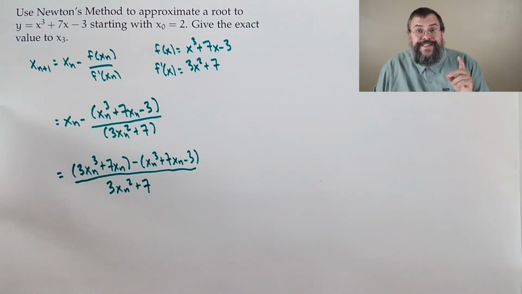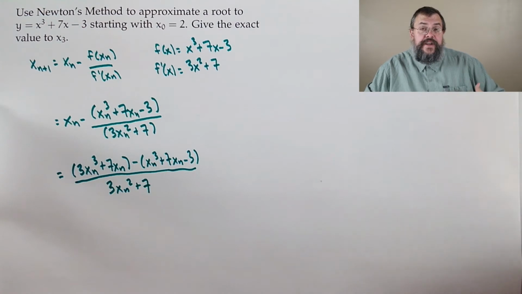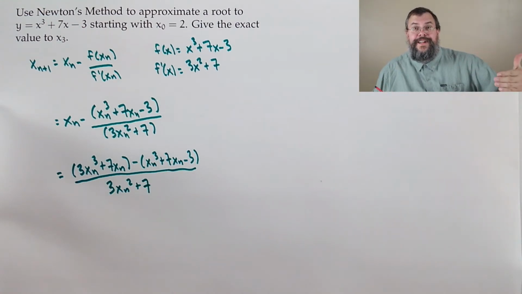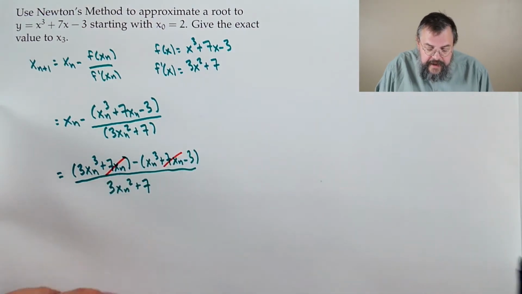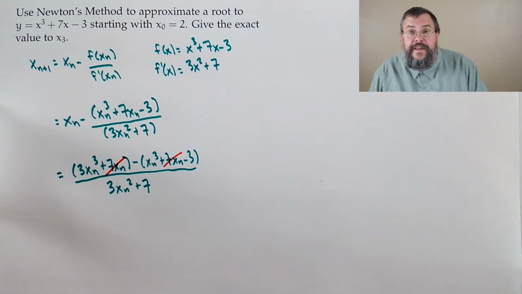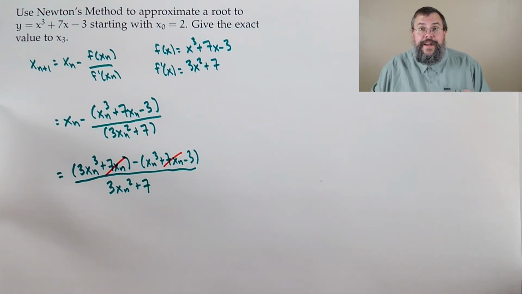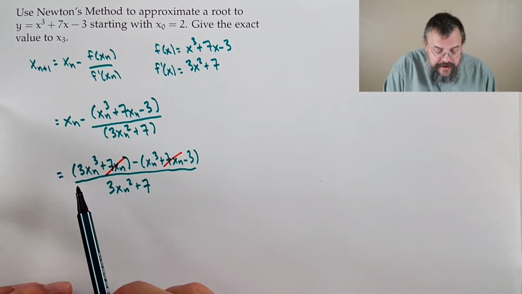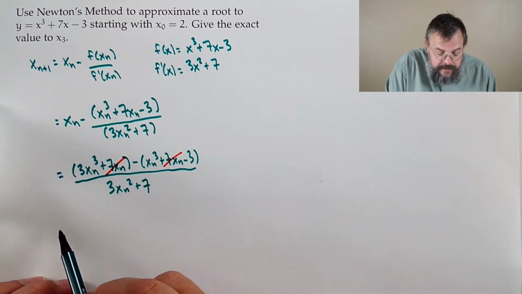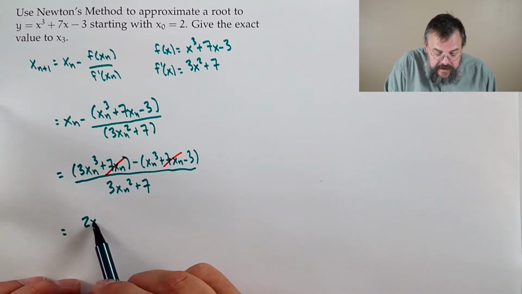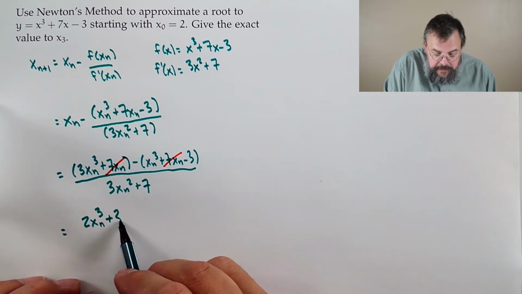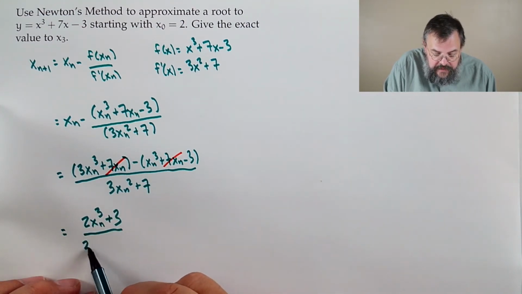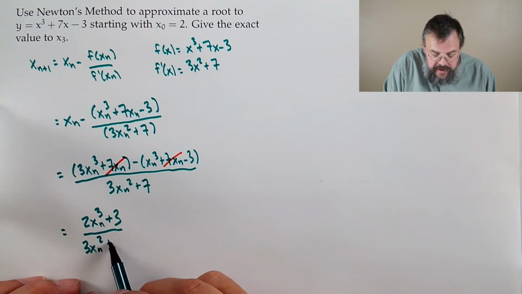And now you might say, oh, there is some cancellation. You see, the more cancellation you can do now in setting up the rule, the more you save yourself from having to keep doing cancellation later on. And so that's why it's nice to get your rule in a very nice, simple format. The simpler it is, the easier it is for you in the next step when you go about actually carrying out the computation. So we have 3xn cubed subtract xn cubed would leave us with 2xn cubed, minus minus makes a plus 3, and then divide it by 3xn squared plus 7.